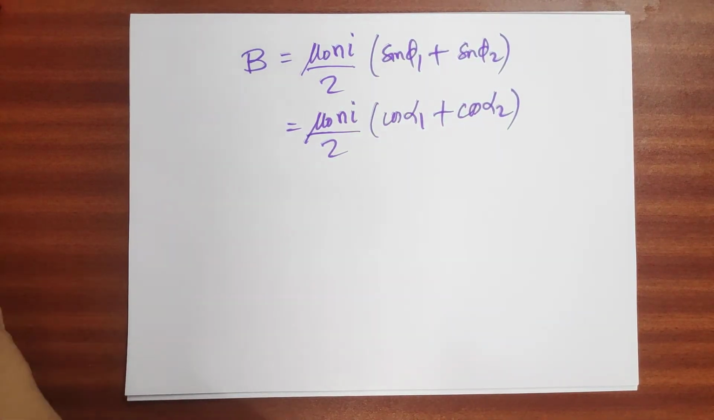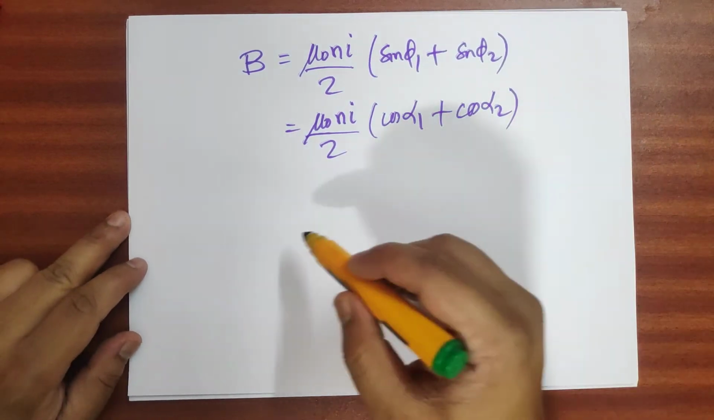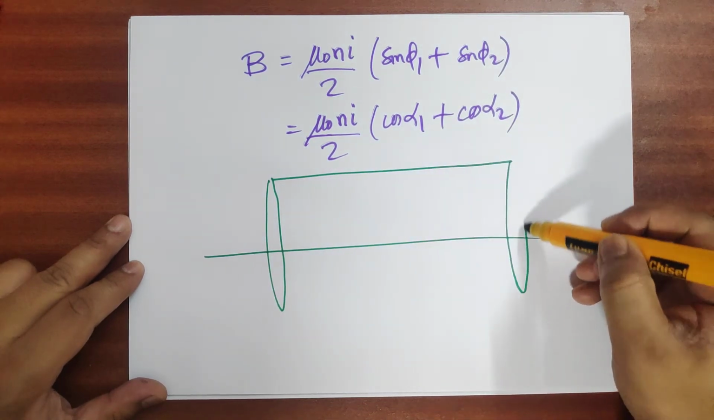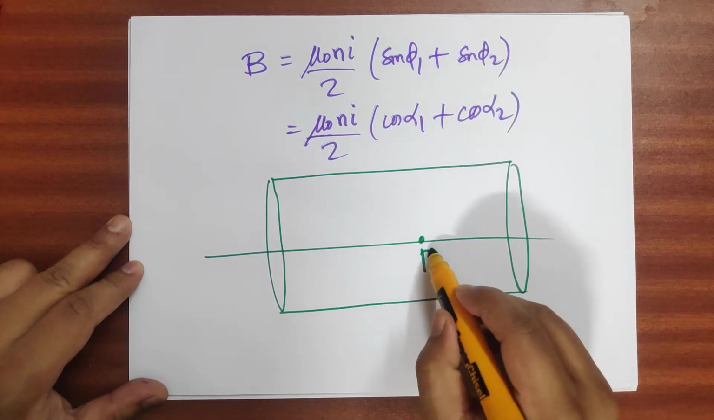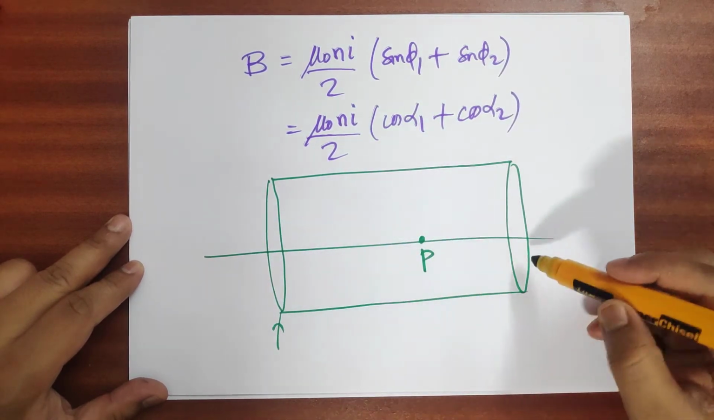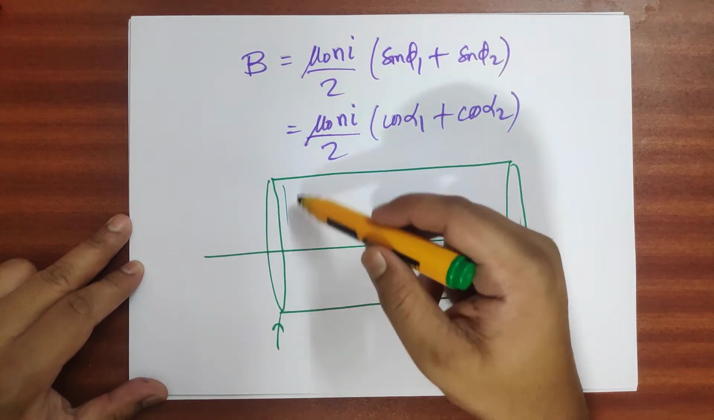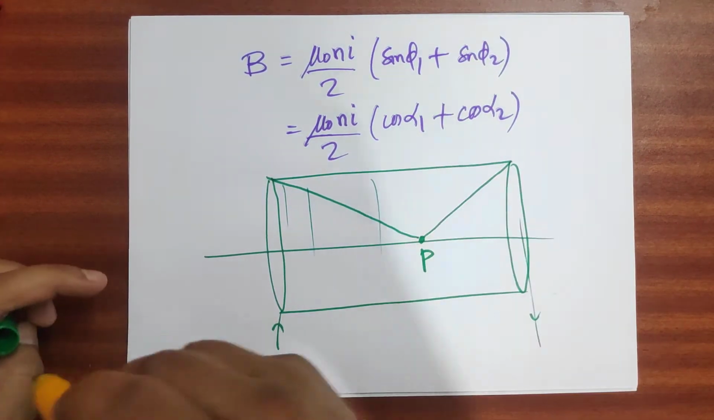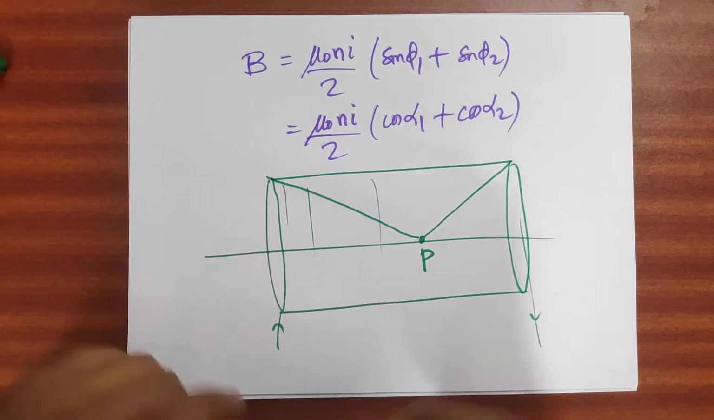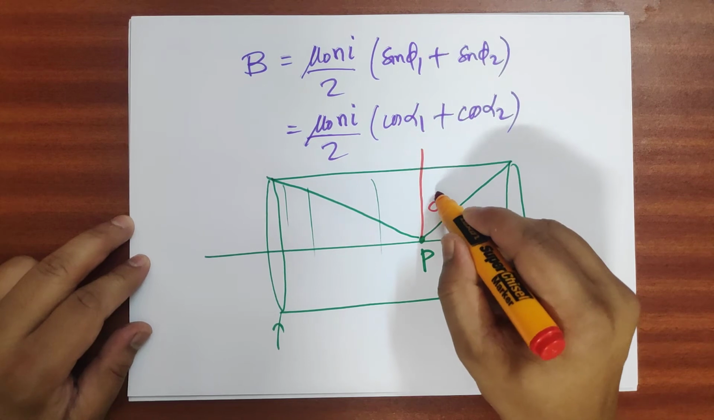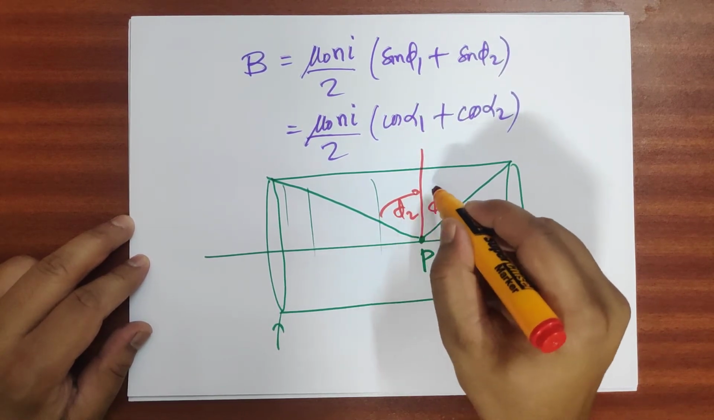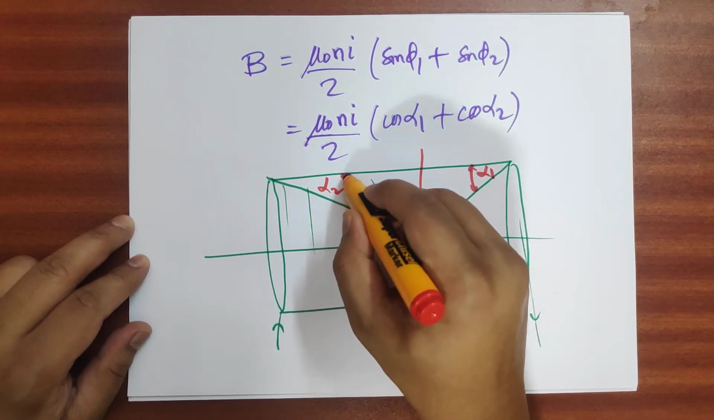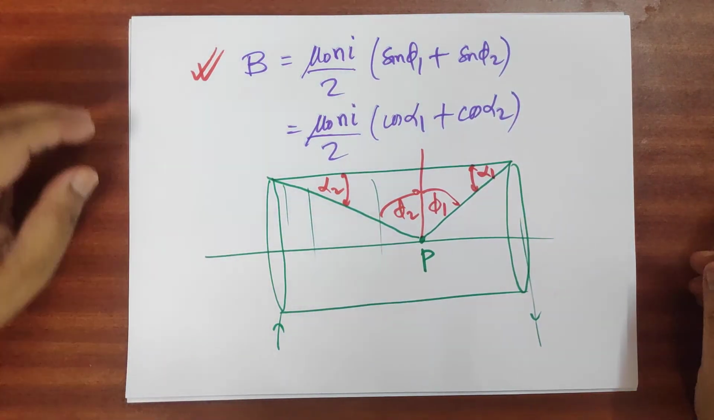Now I'll show the diagram. This is the solenoid and this is the point P where you have to find the field. Current flows in the solenoid and these are the angles. If you express in terms of phi 1, phi 2, or if you express in terms of this angle alpha 1 and alpha 2. So please remember this formula.